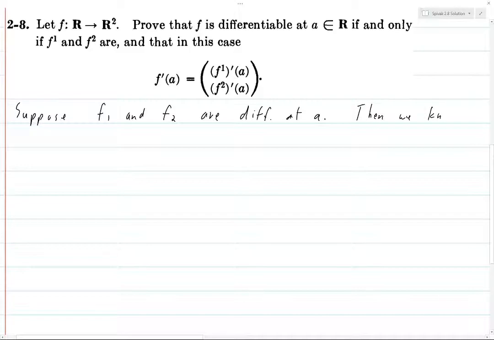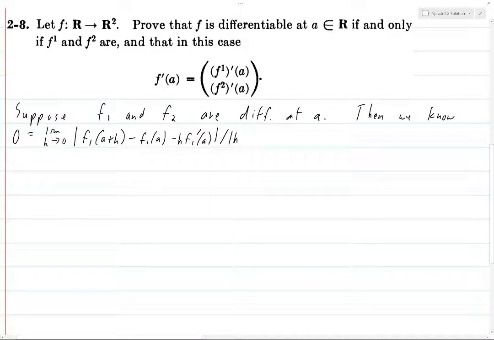Then we know that 0 is the limit as h goes to 0 of the absolute value of f1 of a plus h minus f1 of a minus h times f1 prime of a, over the absolute value of h. Because this is the derivative definition. And of course these absolute value signs don't really matter in the one-dimensional case. You can take them or leave them, but in the multi-dimensional case you have to have them, because in general the thing on the top and the thing on the bottom will live in different vector spaces.